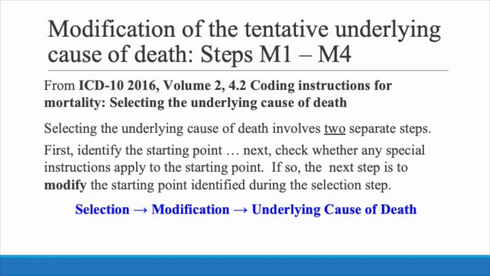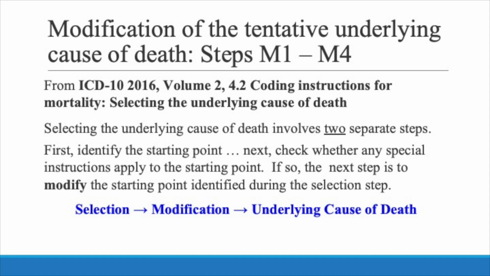On this slide is a reminder of the modification part of the process of selecting an underlying cause of death. As you can read on the slide from Volume 2, selecting the underlying cause of death involves two separate steps. First, identify the starting point. Next, check whether any special instructions apply to the starting point. If so, the next step is to modify the starting point identified during the selection step. Selection leads to modification, which leads to an underlying cause of death being selected.